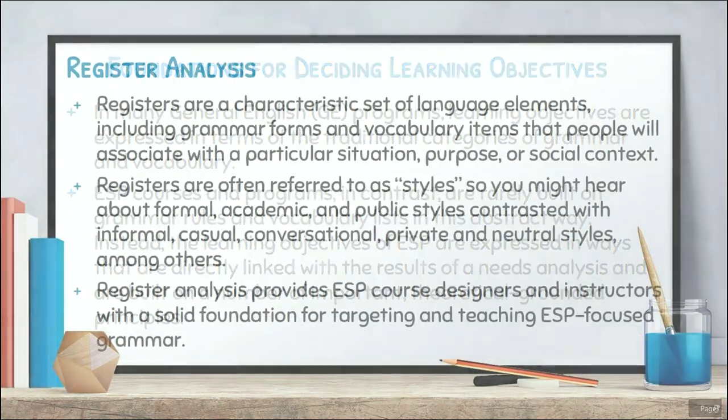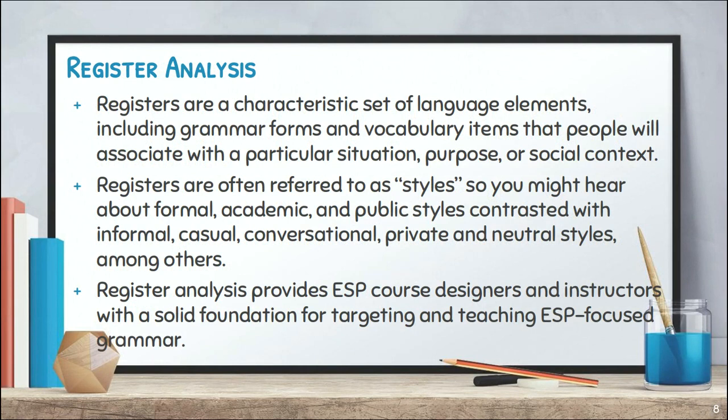Okay, let's proceed. Register analysis. Registers are a characteristic set of language elements, including grammar forms and vocabulary items, that people will associate with a particular situation, purpose, or social context. Registers are often referred to as styles, so you might hear about formal, academic, and public styles contrasted with informal, casual, conversational, private, and neutral styles, among others.